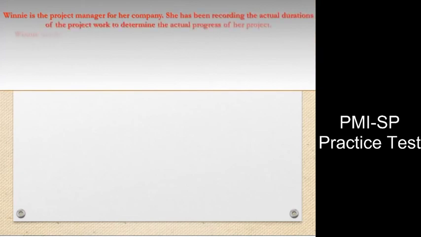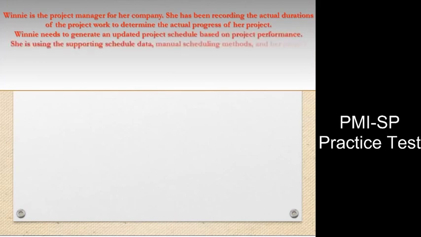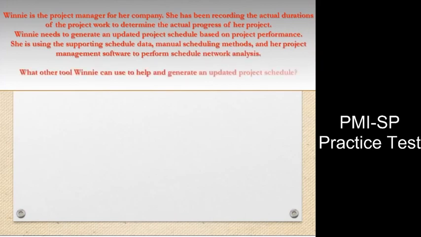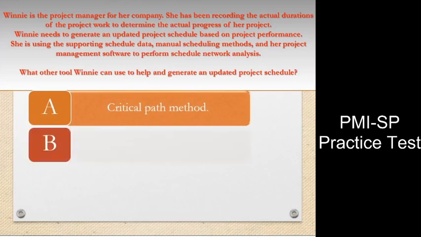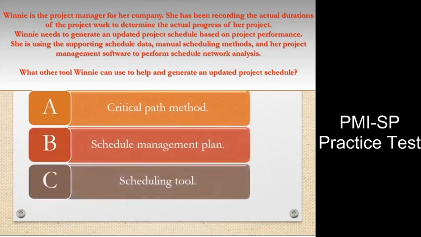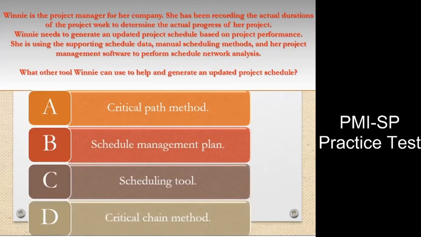Question: Whitney is the project manager for her company. She has been recording the actual durations of the project work to determine the actual progress of her project. Whitney needs to generate an updated project schedule based on project performance. She is using the supporting schedule data, manual scheduling methods, and her project management software to perform schedule network analysis. What other tool can Whitney use to help generate an updated project schedule? A. Critical path method. B. Schedule management plan. C. Scheduling tool. D. Critical chain method.